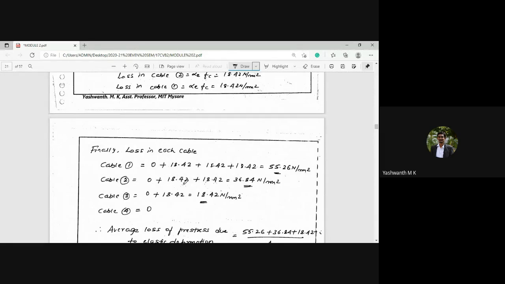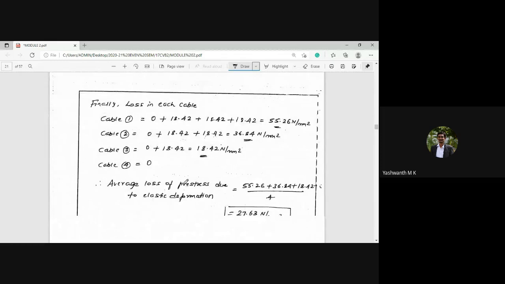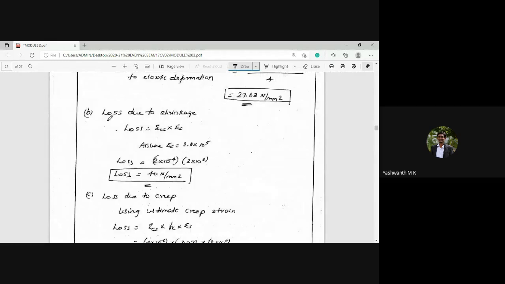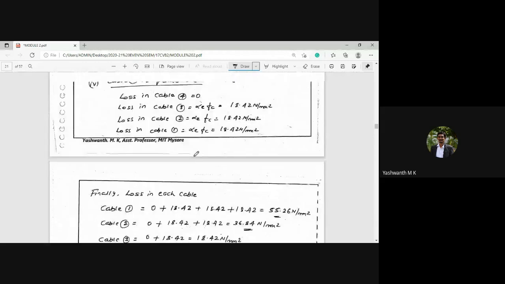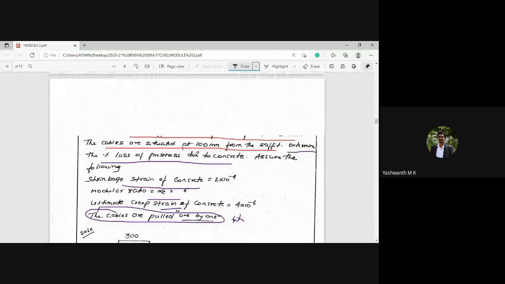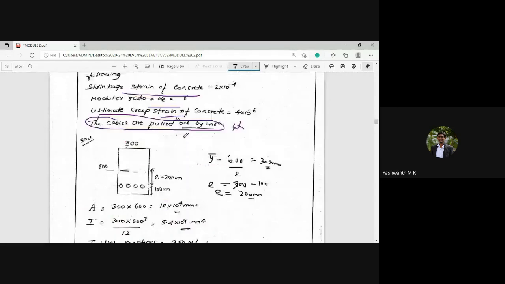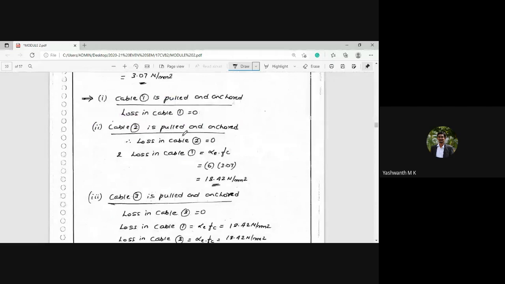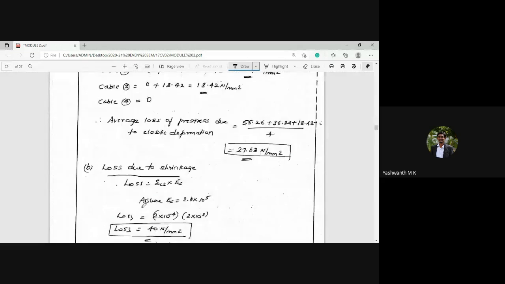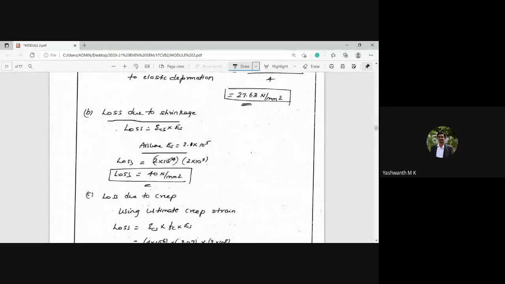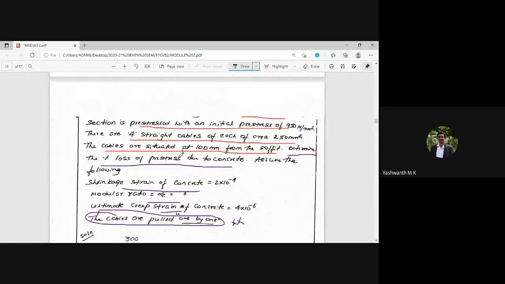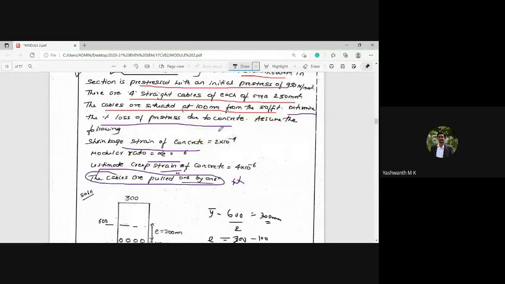Next. Loss of pre-stress due to shrinkage, as usual, epsilon CS multiplied by ES. So here you can see the loss of pre-stress, whether they have been given. So they are not being given anything. So we already know how to calculate that. So I've written here, assume the loss, that is 2 into the power, I think it has been given, one sec. Yeah, it has been given, sorry. But modulus of elasticity of steel is not given. So shrinkage strain is 2 into the power of -4.